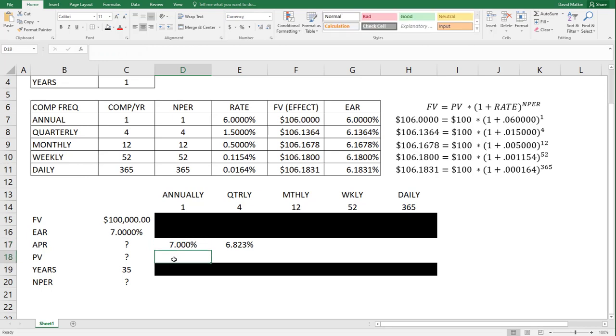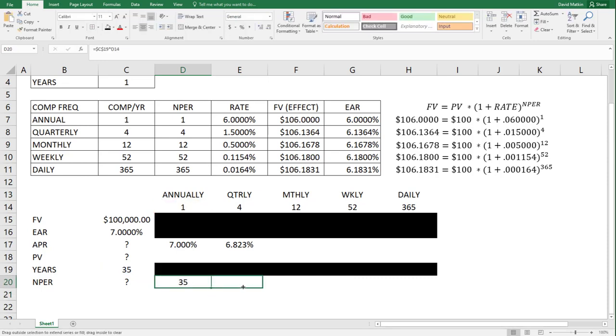So that means that this future value at this effective APR for annual will produce the same, or be equivalent to, the same present value as this 6.823 quarterly APR. So let's just work this out, all right? So we're going to do it over 35 years. I'll lock that 35 years in and multiply it by the number of periods.